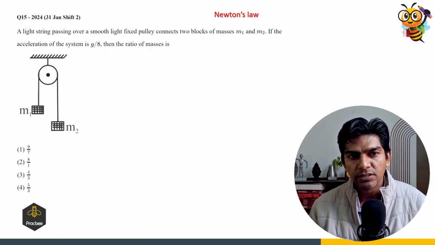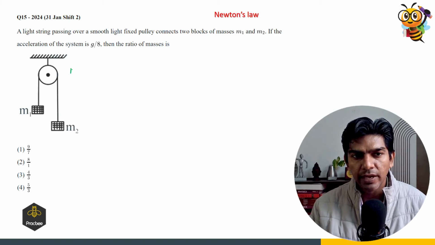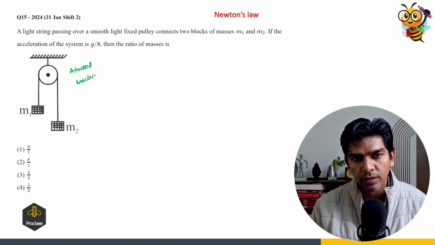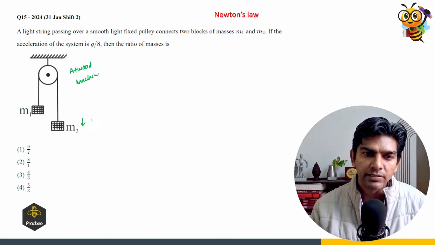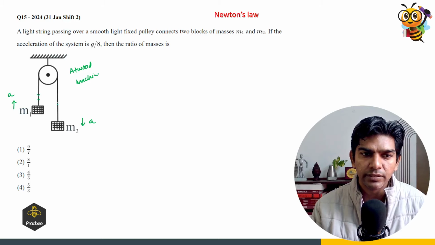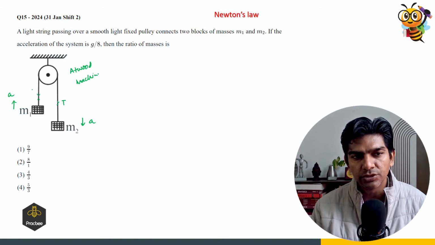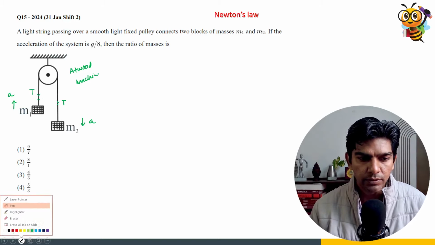Now let us see this concept. This arrangement is known as the Atwood machine. In the Atwood machine, let us say M2 is heavier. It will go down with an acceleration a, M1 will go up with an acceleration a, and if you have a light string, the tension will be the same everywhere. Let us say the tension is T. So you should remember the result.